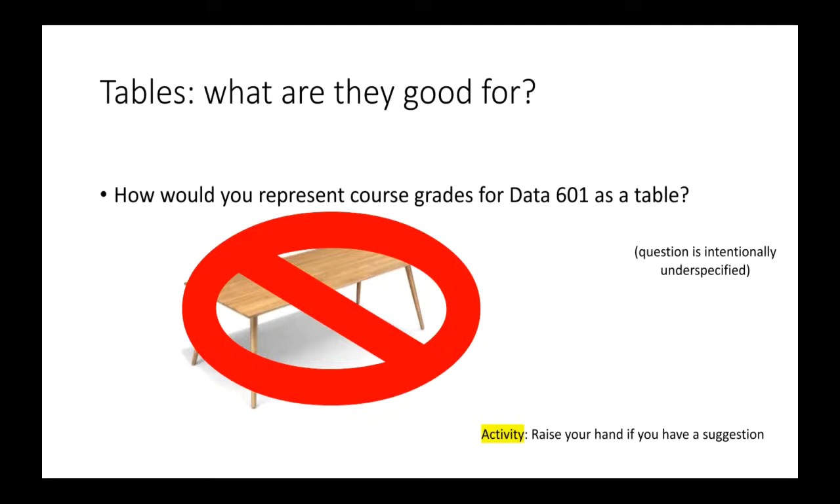What's the first thing that comes to mind as a design? Students on the bottom on your x-axis and percentage completion on the y. Students on the x-axis versus grades, so percentage completion. Okay. Anyone else have an alternative design?